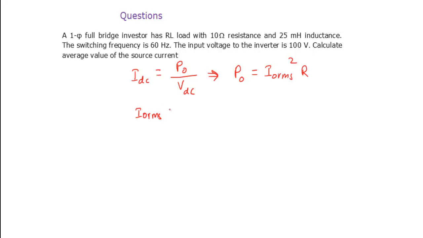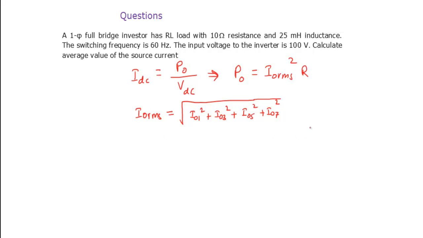I0 RMS equals the square root of I01 square plus I03 square plus I05 square. Approximately we can go up to only 4 components. But how to calculate I01? As I already told you, we need to calculate Z1, Z3, Z5, Z7. Once you know that, you can easily do it.